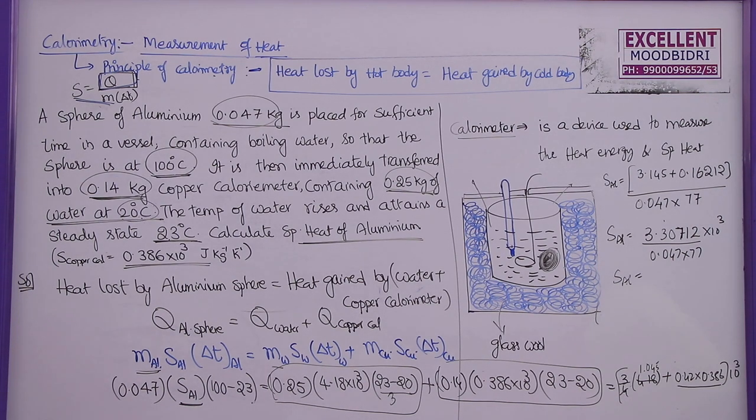So the specific heat of aluminum is 3.30712 divided by 0.047 divided by 77. This is 0.911, that is 0.91 into 10 power 3 joule per kg per Kelvin.